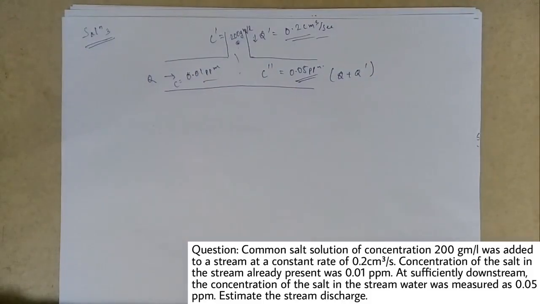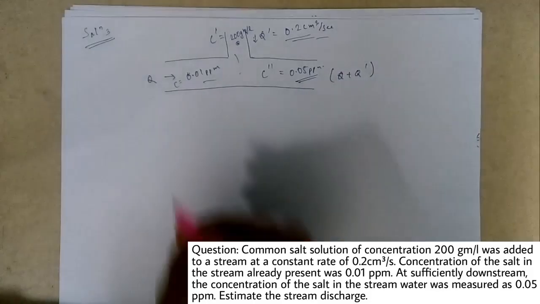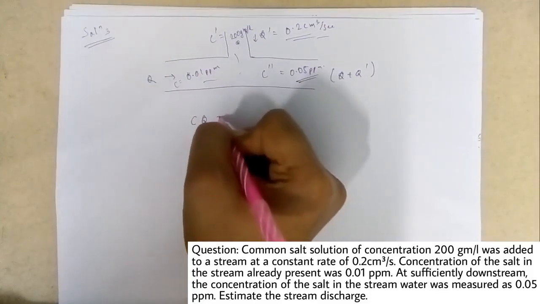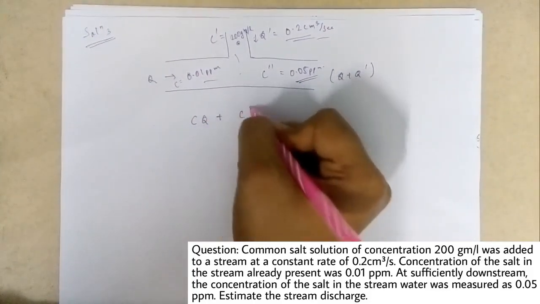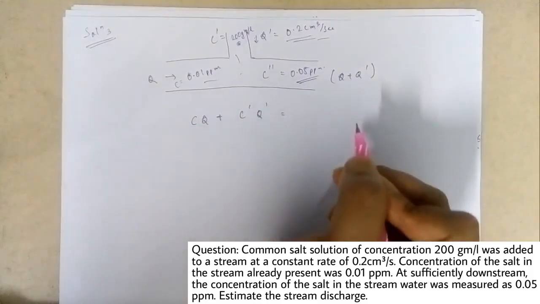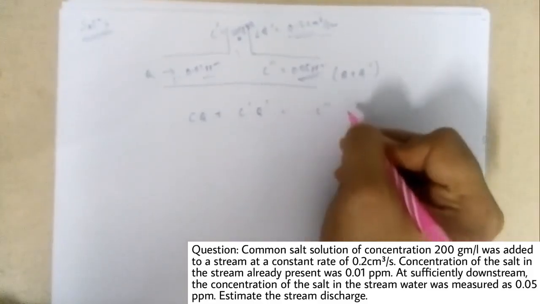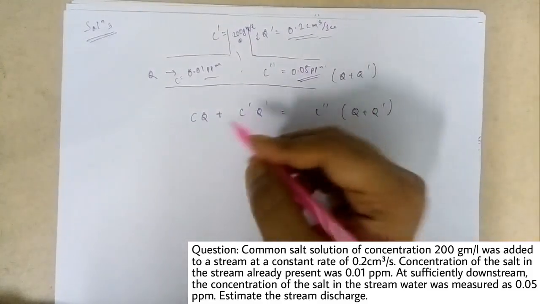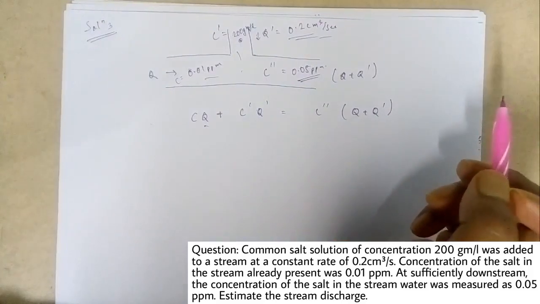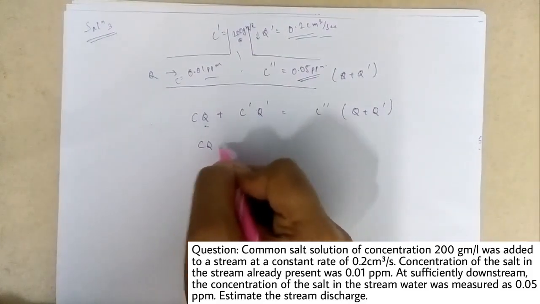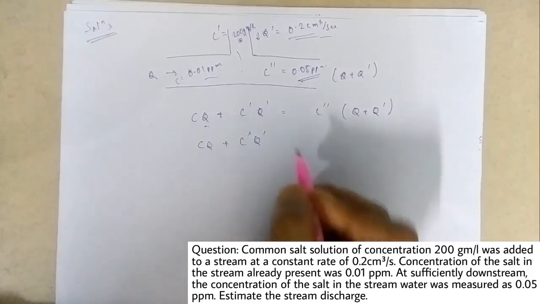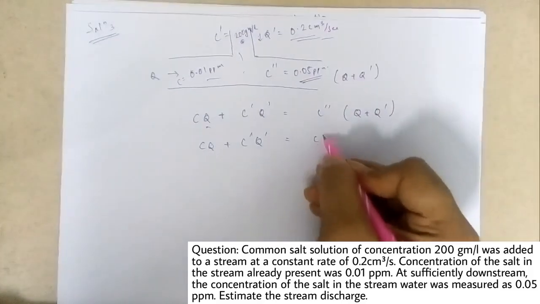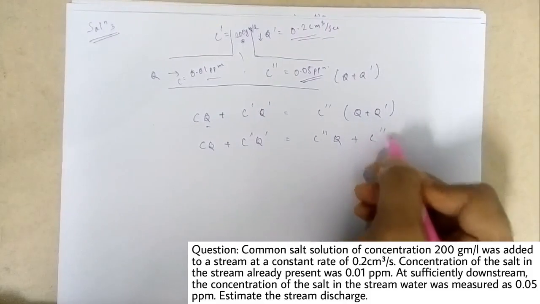So now we can get the value like this: CQ plus C dash Q dash is equal to C double prime multiplied by Q plus Q prime. We are interested to find the value of this Q. So if you simplify the equation, it will be CQ plus C prime Q prime, which is equal to C double prime Q plus C double prime Q prime.